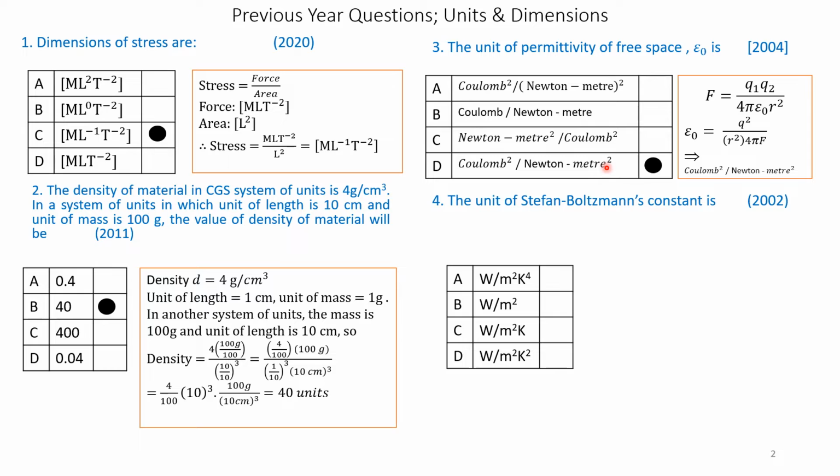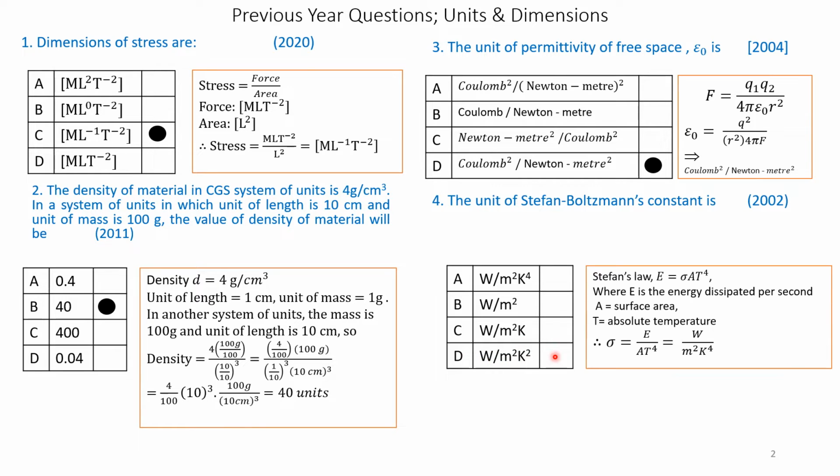The next question is, the unit of Stefan-Boltzmann constant is. Here four options are given: option A, watts per meter square Kelvin to the power of 4, option B, watts per meter square, option C, watts per meter square Kelvin, or option D, watts per meter square K square. So let us solve it. Stefan's law, E is equal to sigma A T to the power of 4. This you have to remember. Here E is the energy dissipated per second, A is the surface area, and T is the absolute temperature in Kelvin.